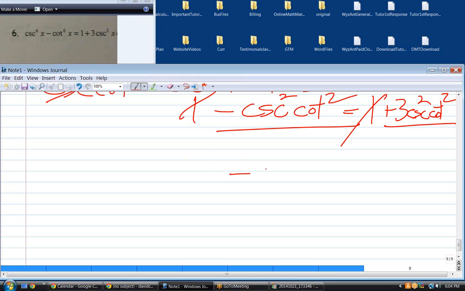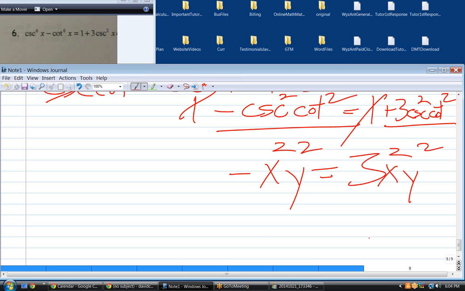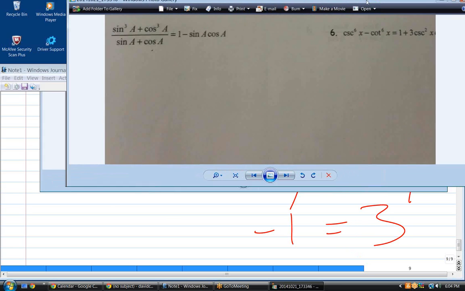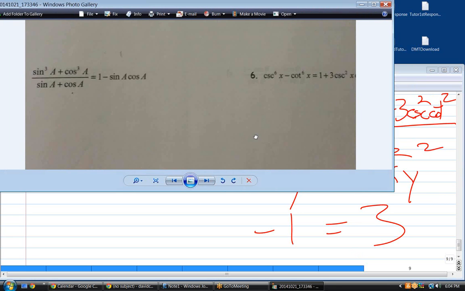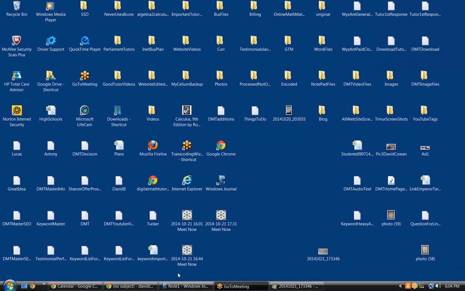That's like saying minus x squared y squared equals 3x squared y squared. Yeah. Well, that's like saying minus 1 equals 3. That's not possible. So, let's go on. I don't know what else to do and don't want to waste more of your time on that. Next file. Okay.